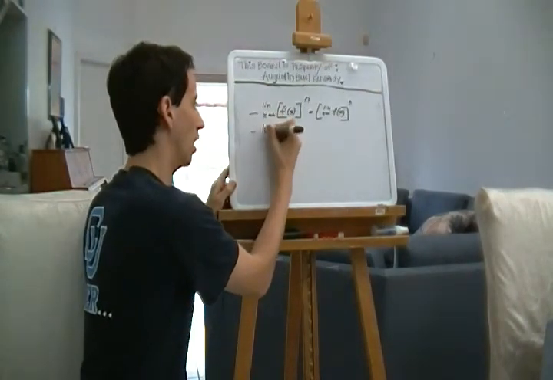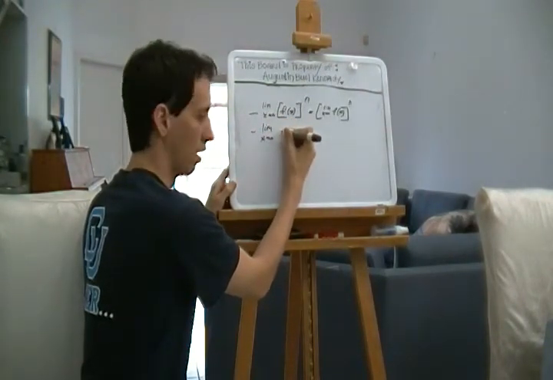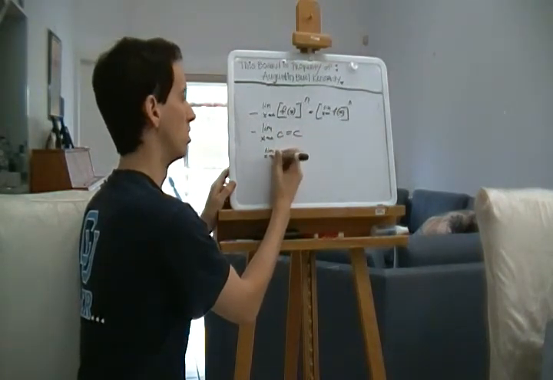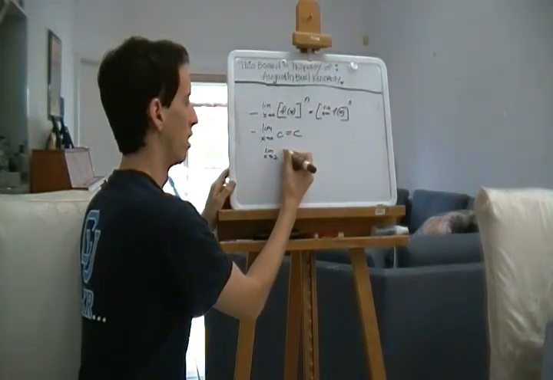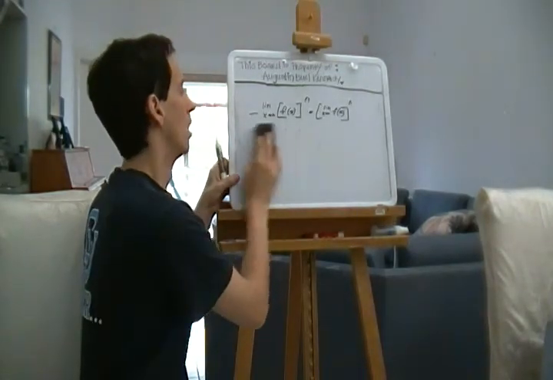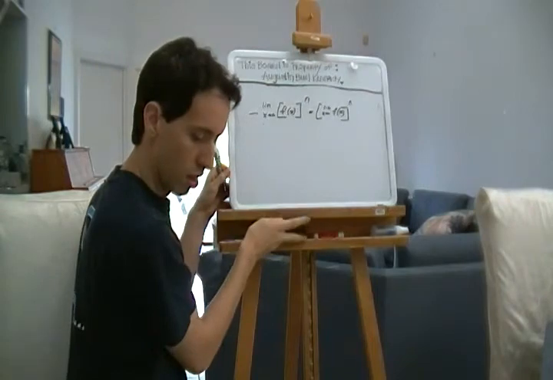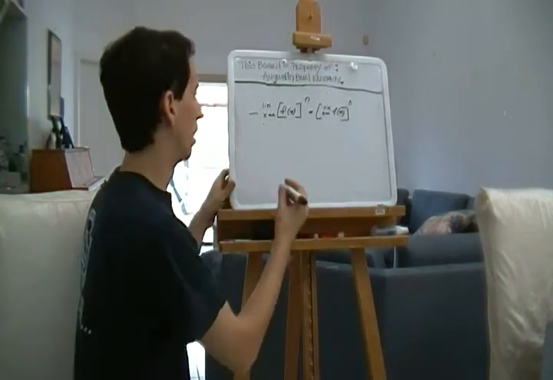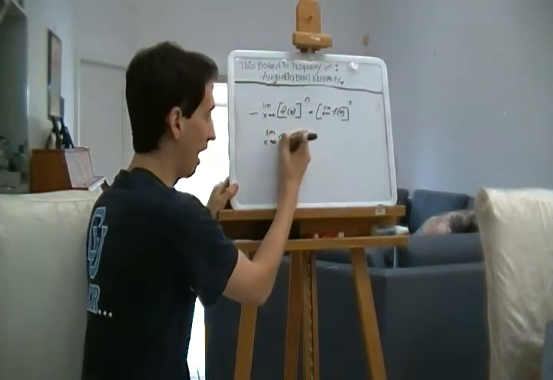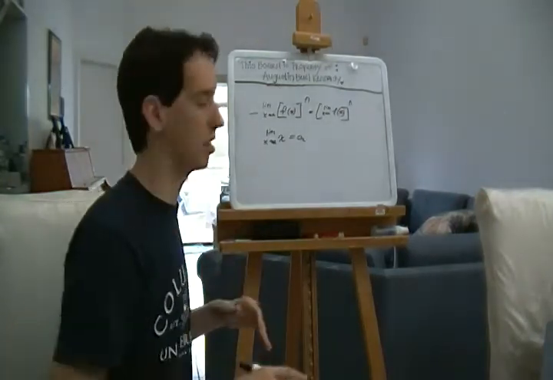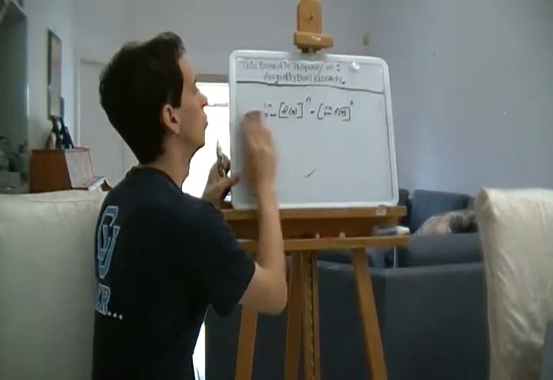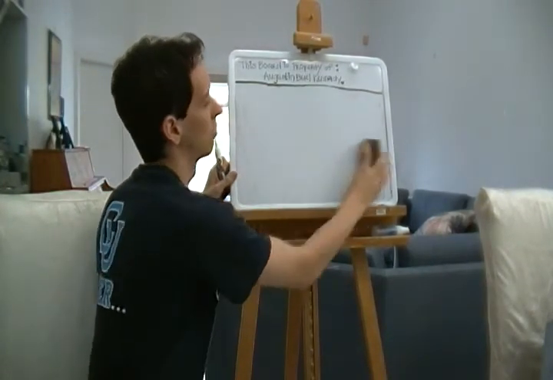This one is very, very obvious. Here's another law. Limit as x approaches a of c equals c. That's like saying the limit as x approaches 2 of 3, it's going to be 3. Very, very simple. And the other thing that goes hand in hand with that is the limit as x approaches a of x is a. That's the line y equals x.